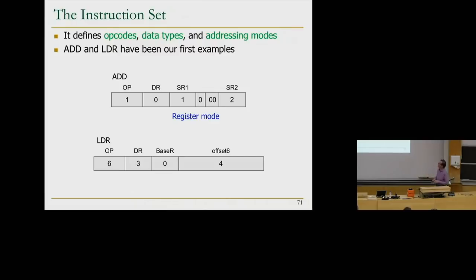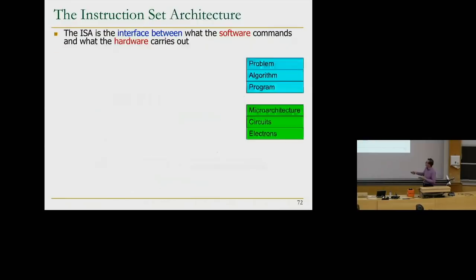This is the specification. Add uses register mode. This is the base plus offset mode for how it calculates the address, right? These are just registers. This is actually register plus offset, or base plus offset. So I've already said this, but let's make it more clear. The ISA, instruction set architecture, is really the interface between the software commands and what the hardware carries out. What the programmer should expect, the hardware should do. And that's the ISA. It's basically the link between program and microarchitecture.